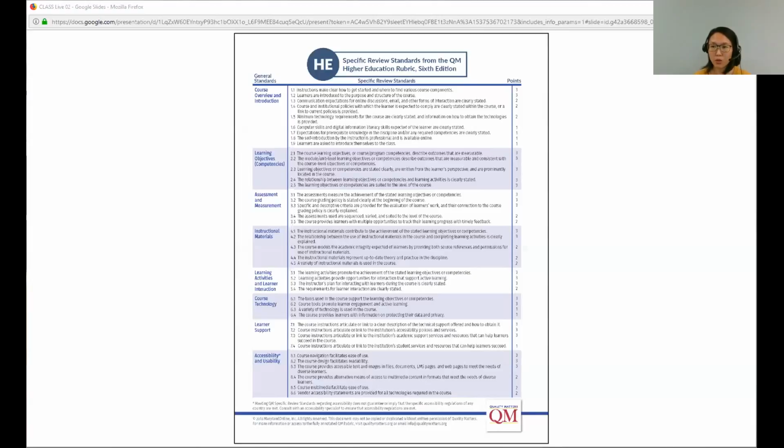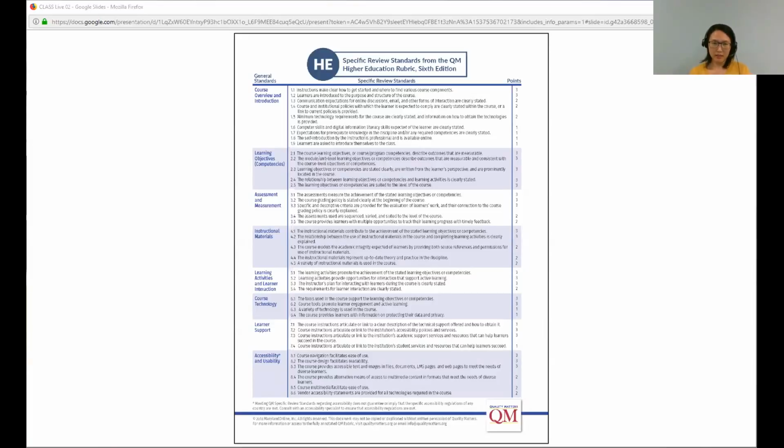So our office can work with you to set up your course based on specific needs that you have, or if you want, we can use these standards as a guide to help us plan the course. Ideally, an online class would have much of the descriptions in place before the first day of class. So just to take a look at the specific review standards from the QM higher education rubric.